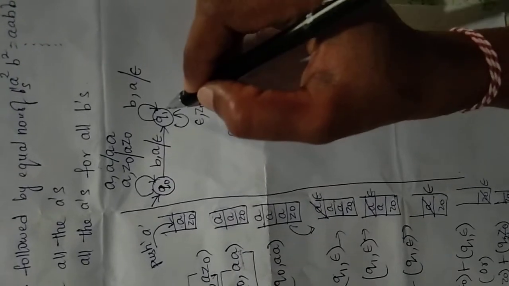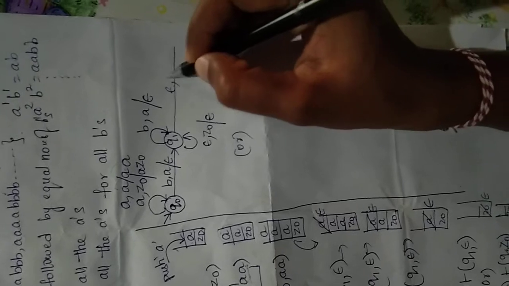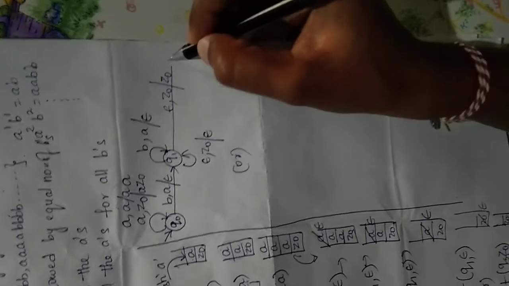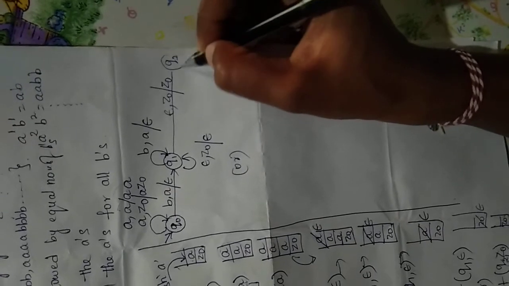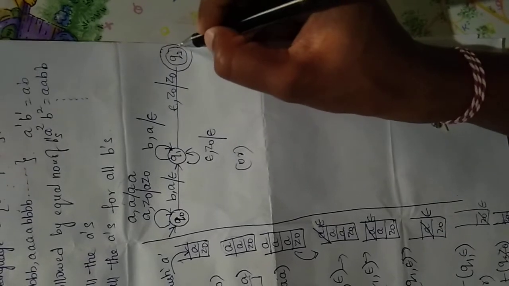Or what is the or here? Suppose I am taking the epsilon, string is completed, Z0 is the top of the stack. I want to place the symbol as it is. I can move to some other state, Q2 state. And what is this Q2 state? It is the final state. So in both ways you can accept.